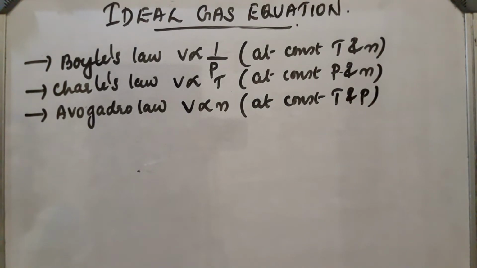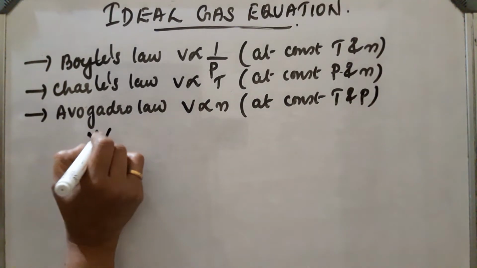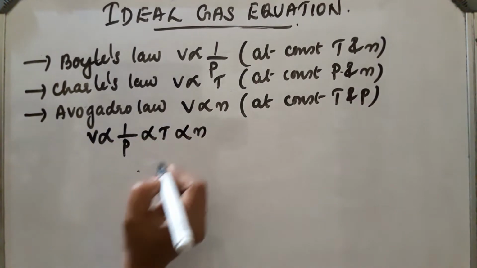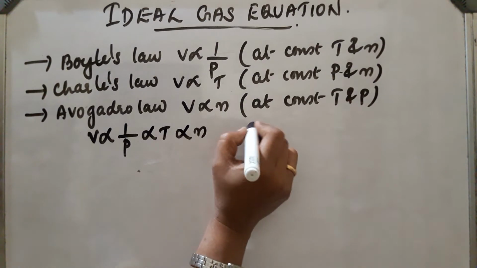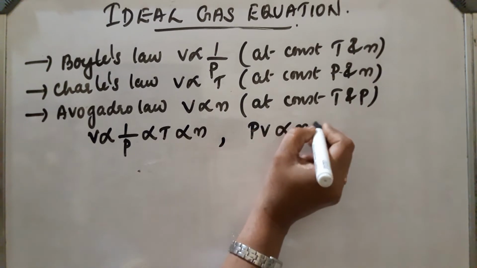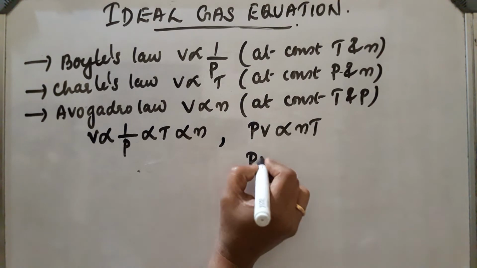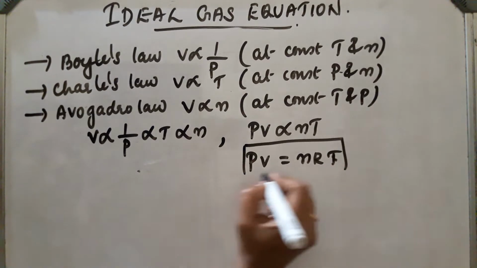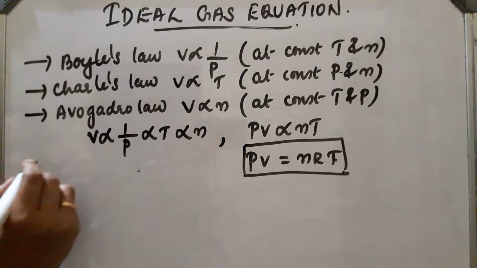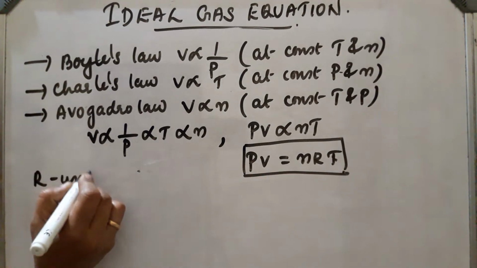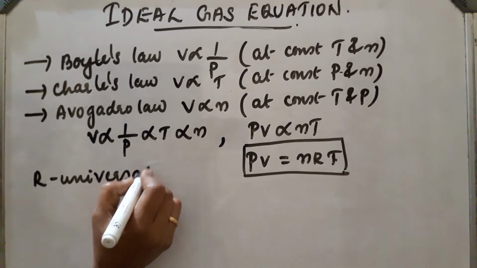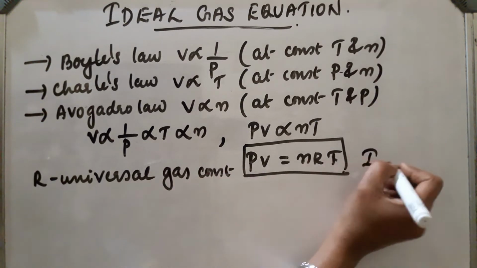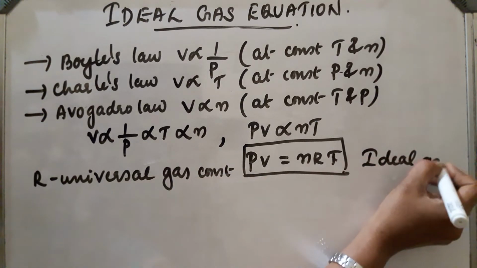On combining all these three laws, we get V is proportional to 1 by P, which is proportional to T, which is proportional to n. Or we can write PV is proportional to nT, or PV is equal to nRT, where R is a constant which is called the universal gas constant, and this equation is known as the ideal gas equation.